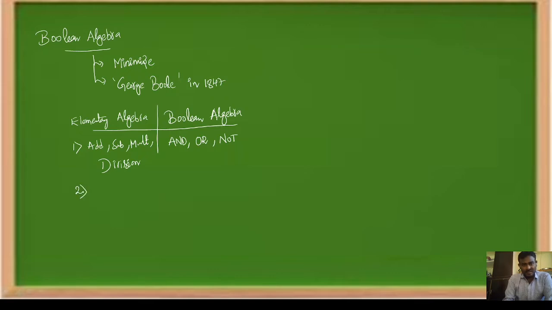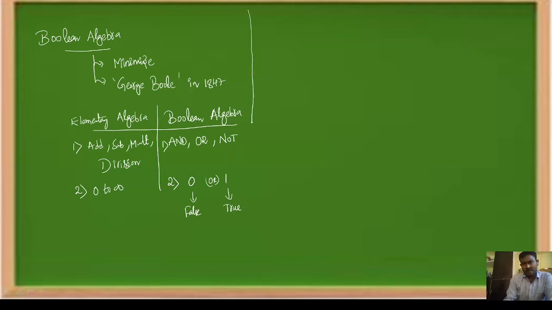Also, the variables in elementary algebra can have any value from 0 to infinity. You can have 1, 2, 3, 100, like that. Whereas in Boolean algebra, the variables can have only two values, either 0 or 1. We call 0 false here and we call 1 true here. This is the basic difference between elementary algebra and Boolean algebra.